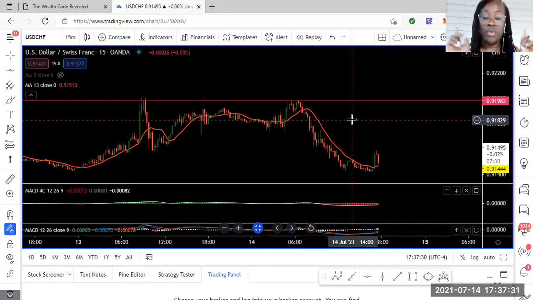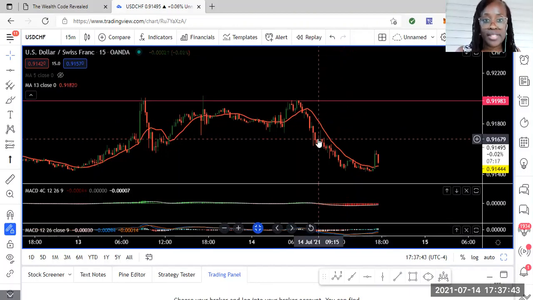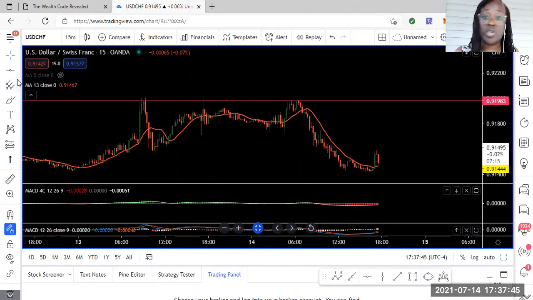Now we've identified that. Now what we want to do is identify our take profit. Where will we get out? Always look at previous structure to determine where you're going to get out. And so in this case here, I do see some consolidation, which is structure as well, right?